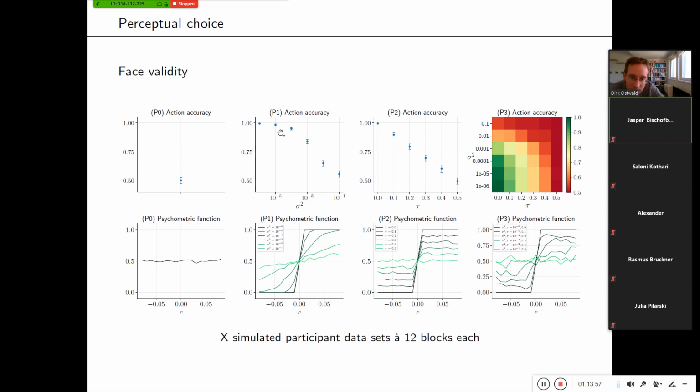The action accuracy for the perceptual uncertainty parameter model, where it's only the width of these Gaussians that is manipulated, varies between 1 and 0.5 over this amount of parameter space. So the question is, of course, which parameter space should I look at? And from doing this, I figured it's sensible to look at the parameter space that fully creates perfect performance and then goes to almost chance performance. I think this covers the parameter space quite well.